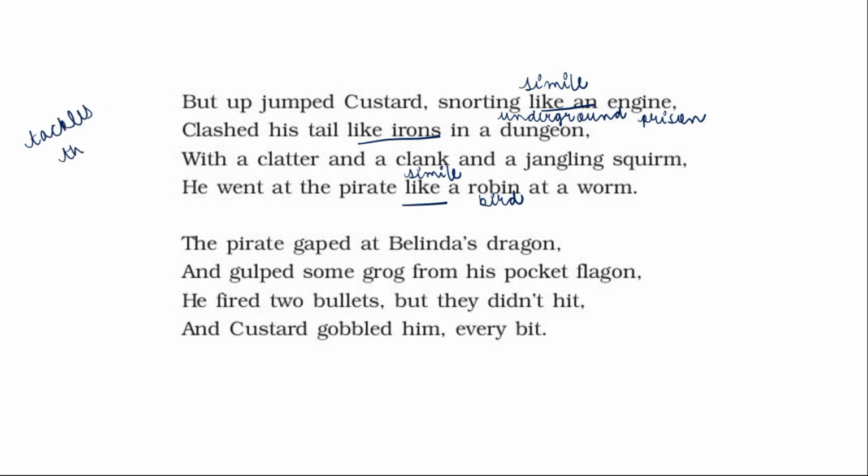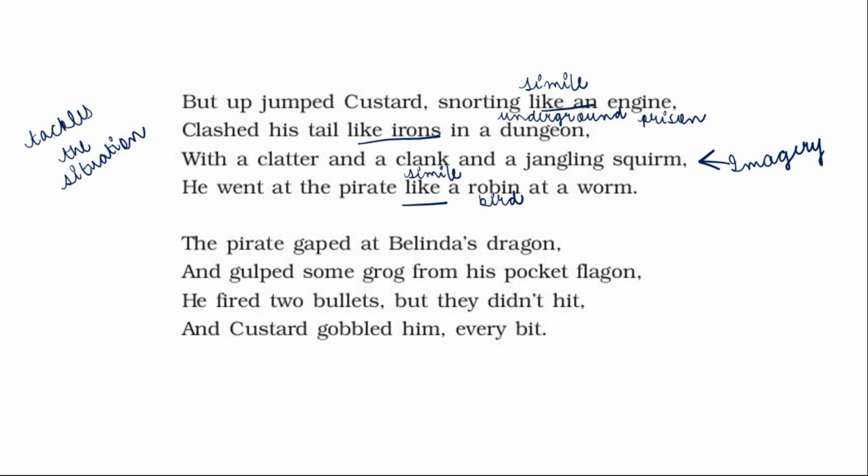So this is how Custard tackles the situation. The dragon that was considered to be shy, timid and scared was now the saving grace for everybody. So here the poet has used imagery where you can totally imagine the dragon coming out, making a lot of noise and rushing to pounce at the pirate.